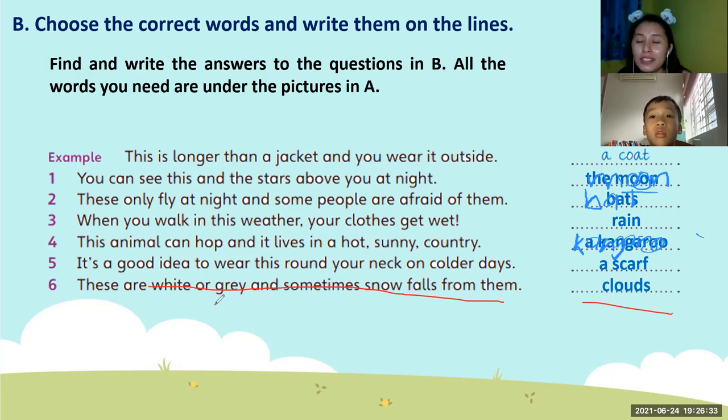It's a good idea to wear this around your neck on colder days. It's a good idea to wear a scarf. Scarf, very good. Another one. This animal can hop and it lives in a sunny country. A kangaroo. Kangaroo, very good. One more.